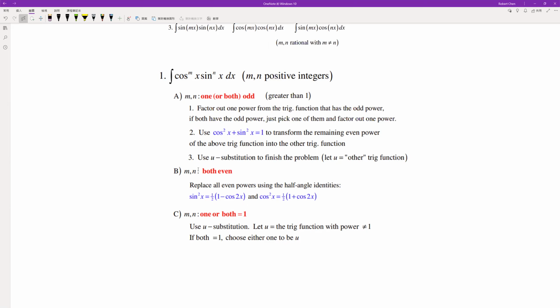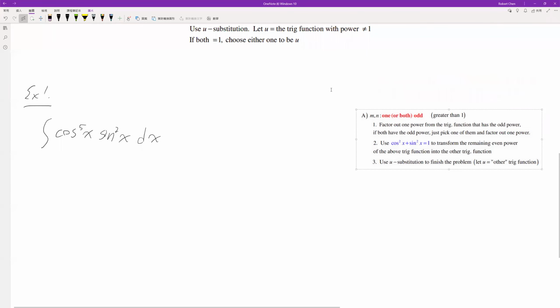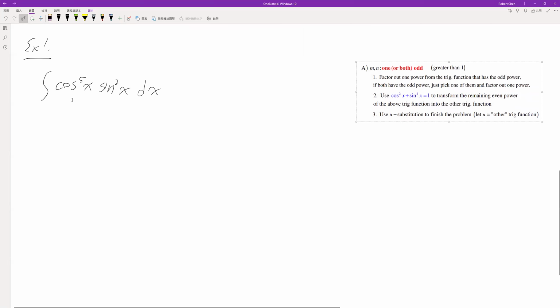So here we're going to spend some time giving you a quick example of all three of them, A, B, and C, for the first case. All right, so let's get started. We're going to start with the first example, where we have cosine to the fifth power and sine to the second power, and this is type A.